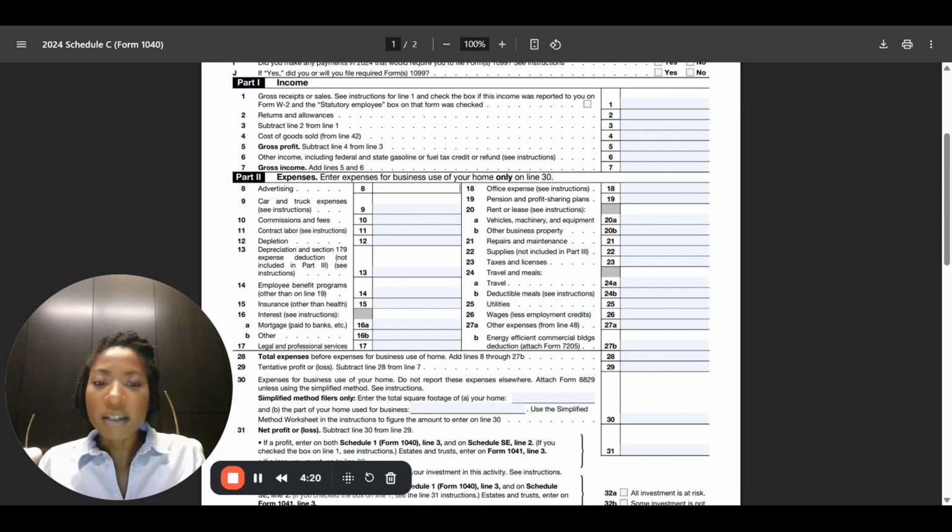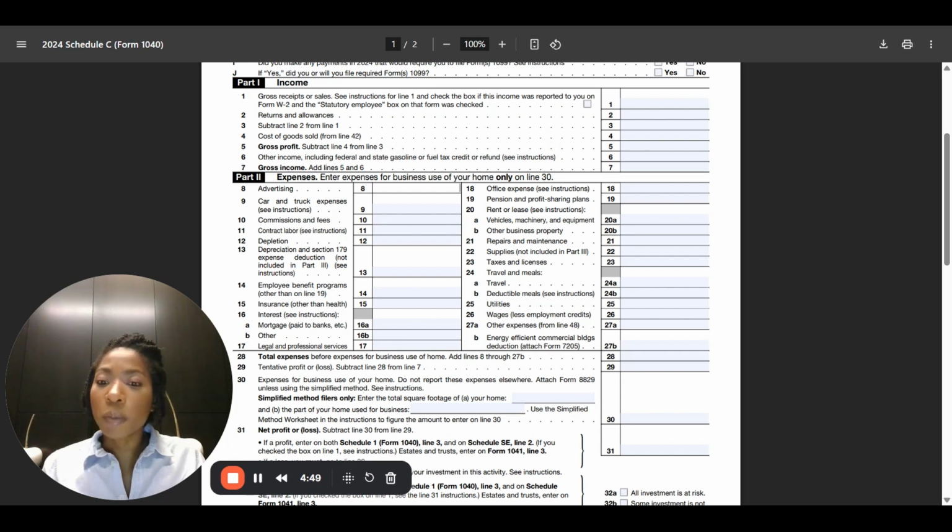If we look at line 19, it says pension and profit sharing plans. So if you have some kind of employee benefit program, maybe you offer them some kind of retirement plan or some kind of add-on benefit to maybe their health insurance, you could input that here on line 14. Line 15 says insurance other than health, right? So that's kind of reiterating, hey, if this is health insurance for someone else, don't put that here. You'll likely put that on line 14.